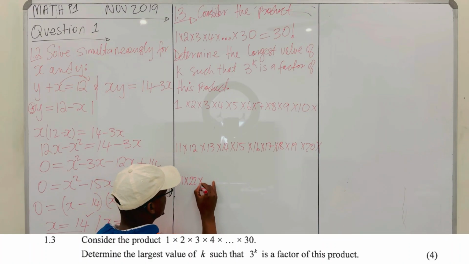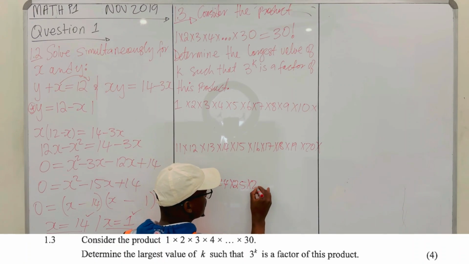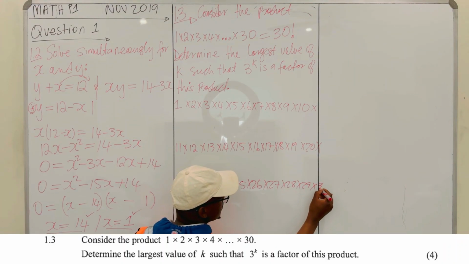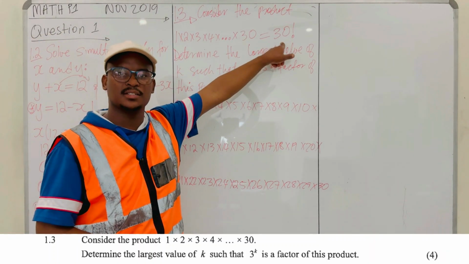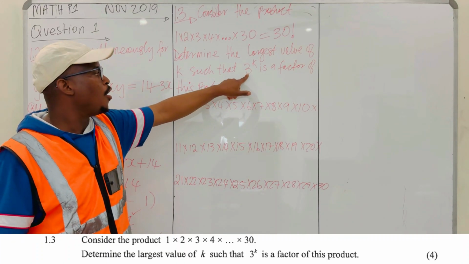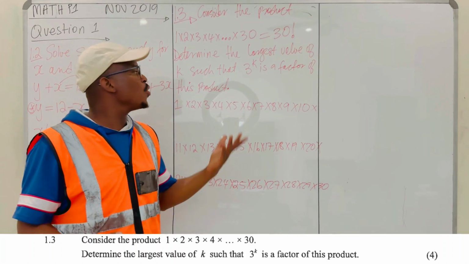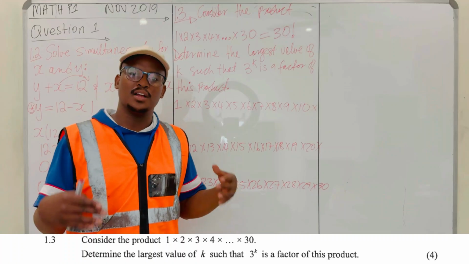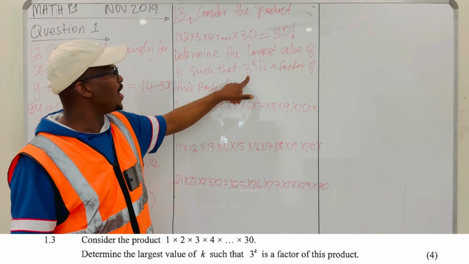Times 22 times 23 times 24 times 25 times 26 times 27 times 28 times 29 times 30. So this is all of that, which is the same as that. Fine. Now, we want a factor that is 3 raised to something, and we want it to be the largest possible factor, because if your k is the largest, you want the largest possible power of 3. No problem. How do you find this?